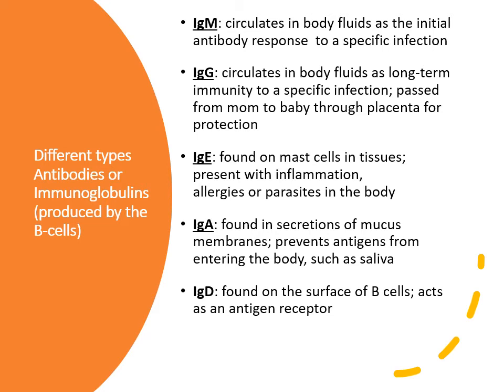IgA is an antibody that is found in mucous membranes, such as the saliva and other mucous membranes in the gastrointestinal tract. And really, it's there to protect from entry of antigens and infectious agents in the mouth, right? So IgD, I wouldn't spend too much time on.